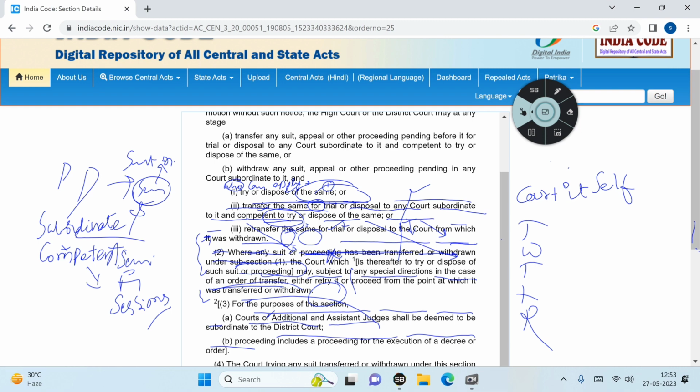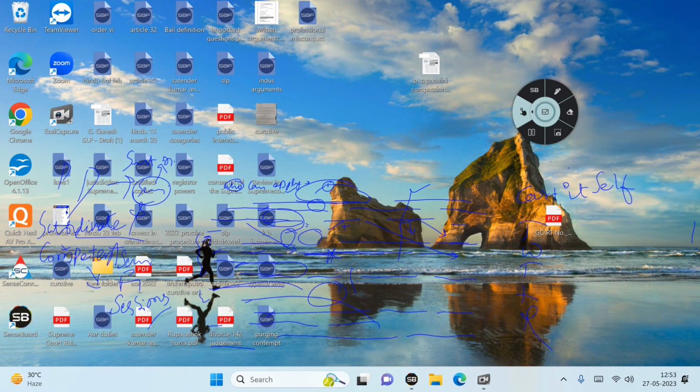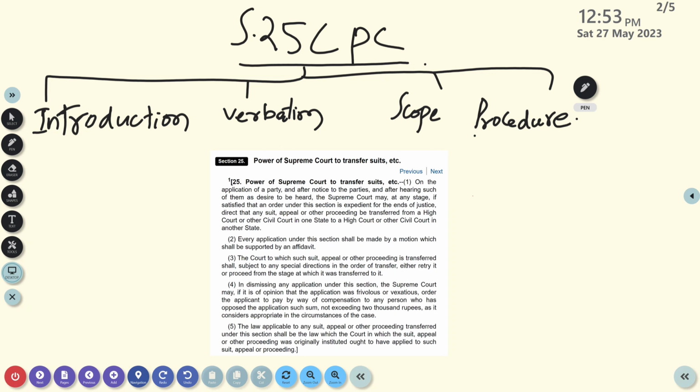Now come to section 25. Section 24 deals with the High Court and District Court. Section 25 deals with the Supreme Court.